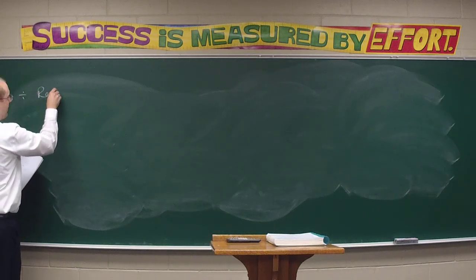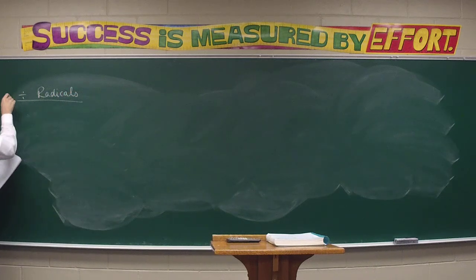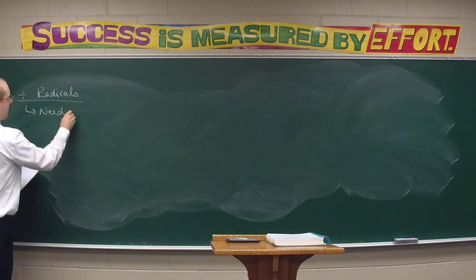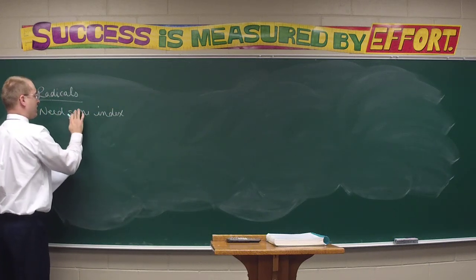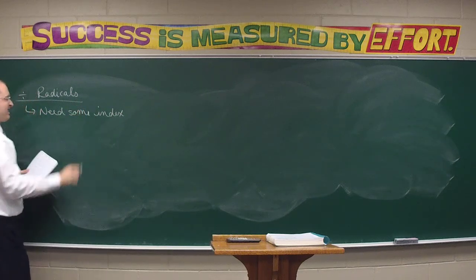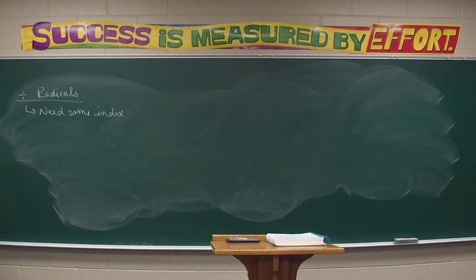Dividing radicals. You need the same index. You probably would have guessed that, though, considering division is just multiplication by a reciprocal. So since they're tied together so tightly, whatever's true of multiplication is going to be true of division as well.